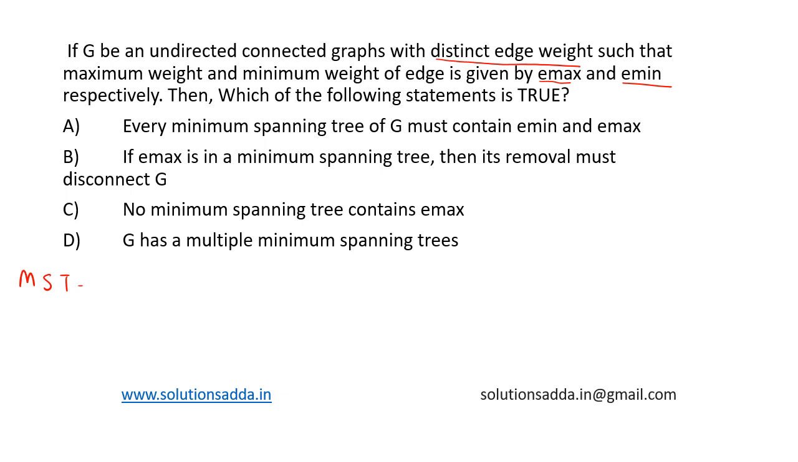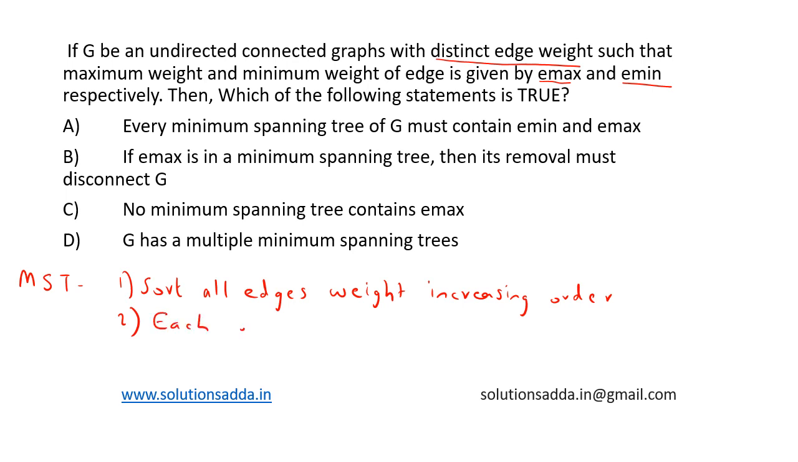Now let's see each option. Every minimum spanning tree of G must contain emin and emax. Let's try to see if this is true or not. To construct a minimum spanning tree, let's consider Kruskal's algorithm. In Kruskal's algorithm, we sort all edge weights in increasing order. Then we take each edge and add it to the minimum spanning tree, provided it does not form a cycle. If it forms a cycle, then that particular edge which caused the cycle will be usually the one having the most weight in the current minimum spanning tree, and that will be removed. So this is the basic concept.